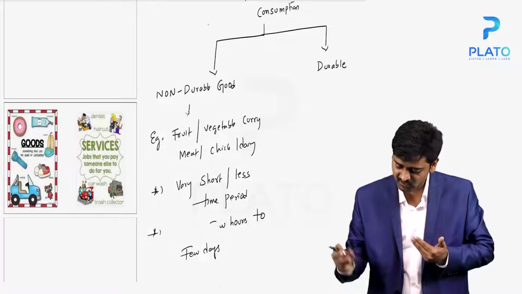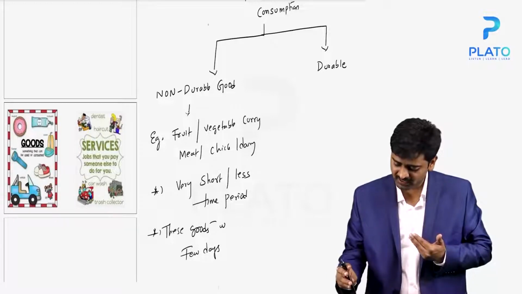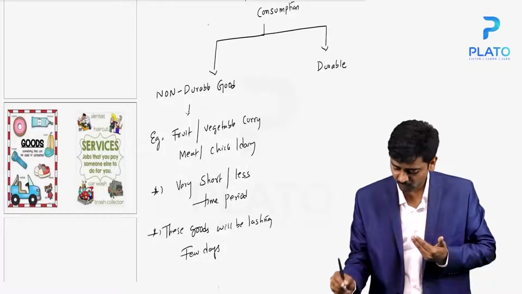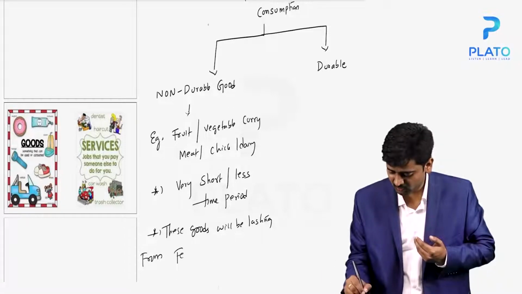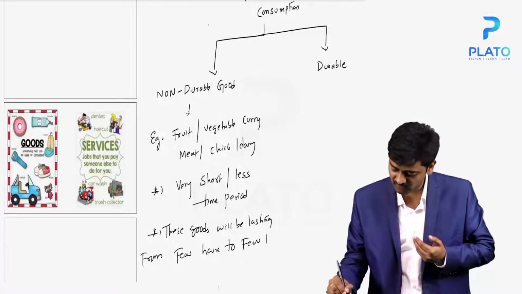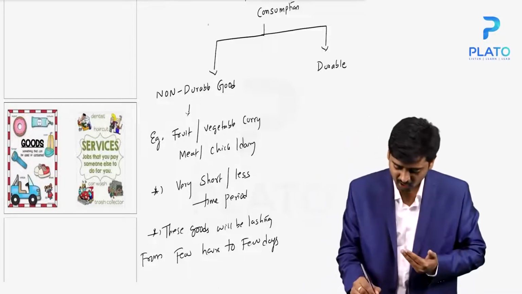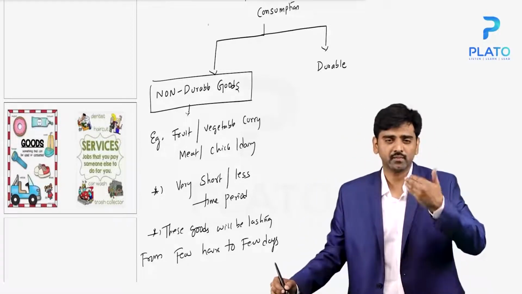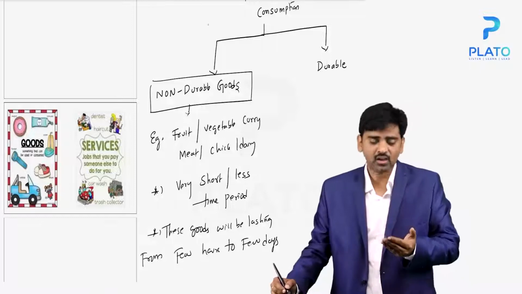These goods will be lasting from a few hours to a few days only, maybe in some cases a few minutes also. Whatever I said about non-durable goods, hope you have got some idea, right? If you take eggs, meat, as I already said, edible oils, vegetables, fruits, curries, all of these come under non-durable goods.